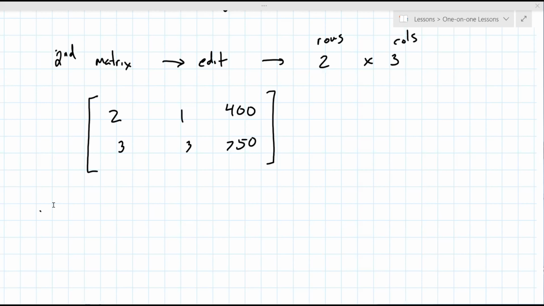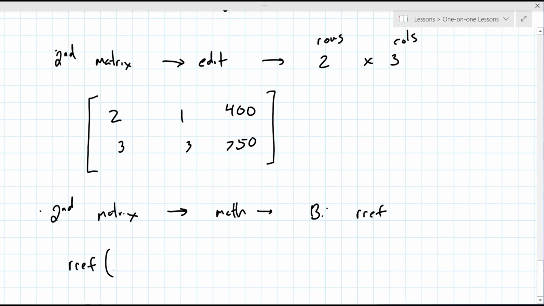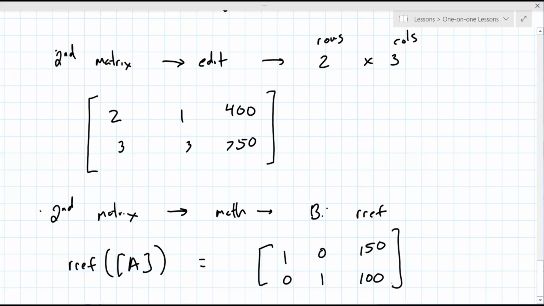Okay, so you're going to go second matrix, math, and then you go down to letter B, and that says RREF, and you hit enter. And then you want to grab the matrix. So to grab the matrix, you go second matrix, and under names, you grab the matrix A and hit enter. So it'll look something like this when you're done. And in this problem, you get 1, 0, 150, 0, 1, 100. And that tells you the answers on the right.